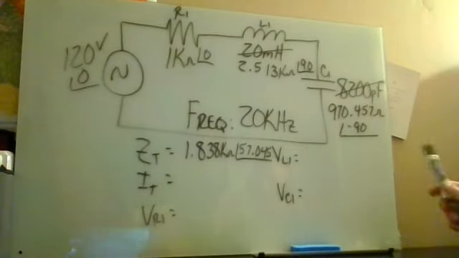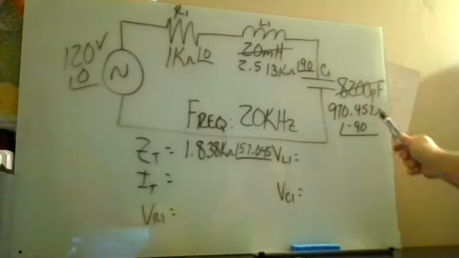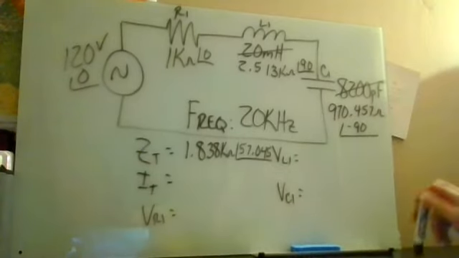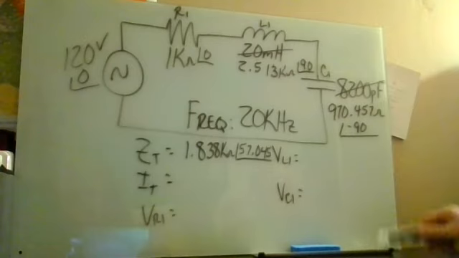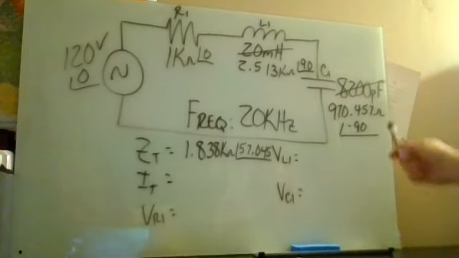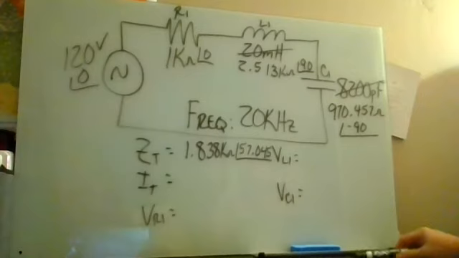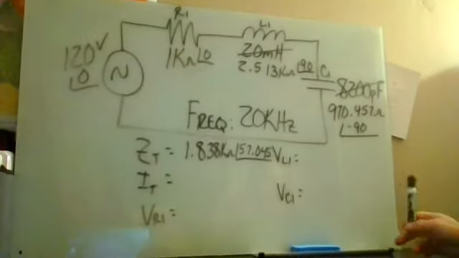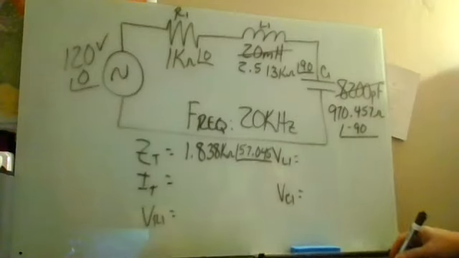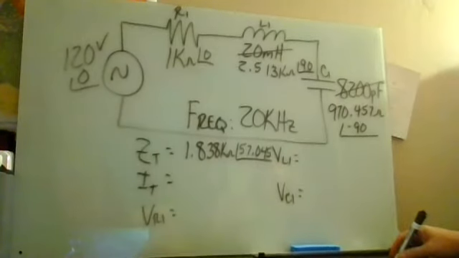70.457. No exponent. This has no exponent? Ohms. Yep, this one's just ohms, so there's no exponent. That's where I went wrong. You put exponent 3, didn't you? Yes, why is it just ohms? Because when you figured it out, it came out in just ohms. It didn't come out in kohms. It just came out at 970.457, and that's just ohms. That's right.